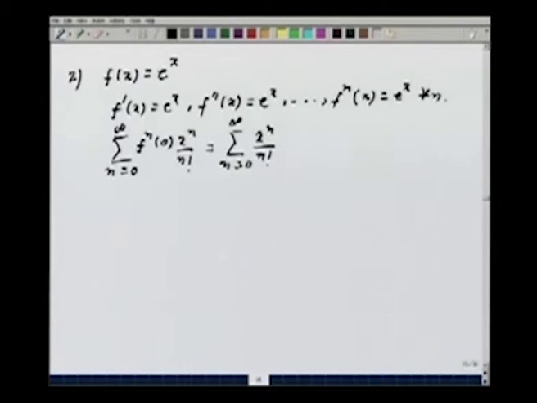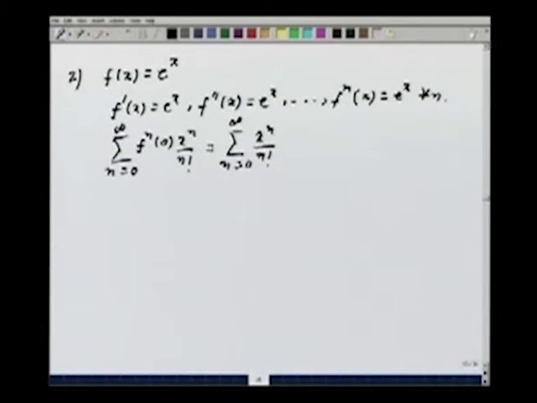This power series we have encountered before. The radius of convergence of this power series we know is actually equal to infinity. So for every x it converges. Now I want to show that this converges to e to the power x. So what is the idea?